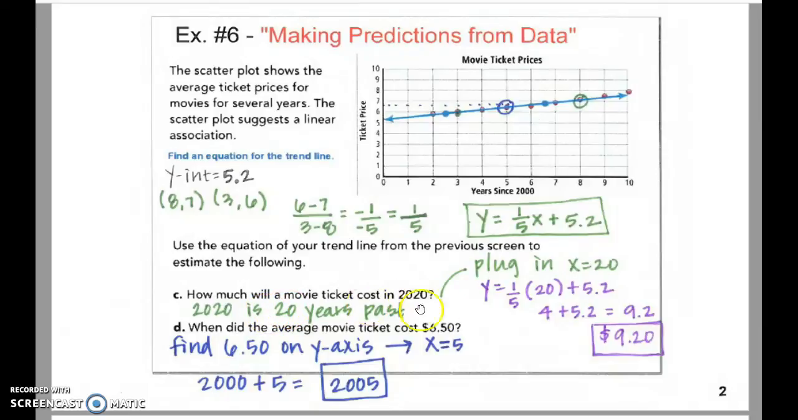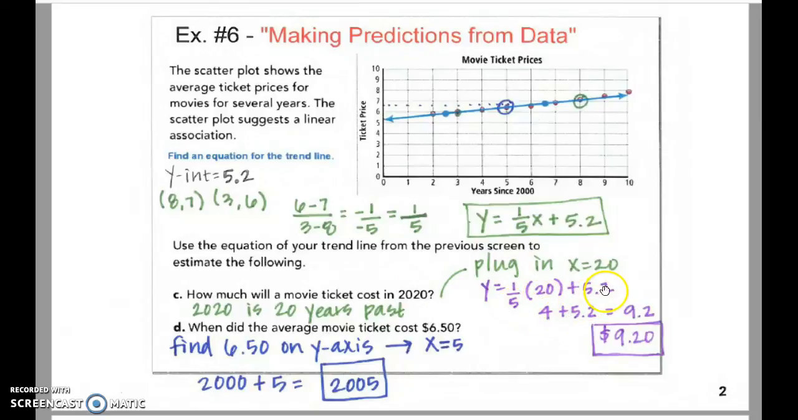How much will a movie ticket cost in 2020? Notice these are years since 2000. So 2020 is 20 years past 2000. So I'm going to plug x equals 20 into the equation that we just came up with. So y equals 1/5 of x, only we're plugging in 20 for 20 years past 2000, plus the y-intercept of 5.2.